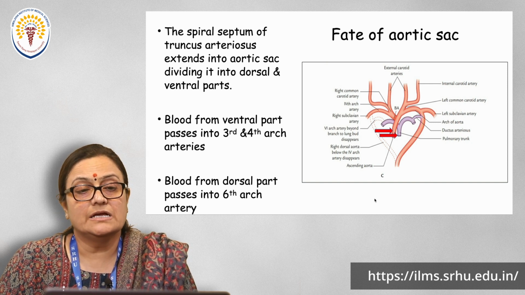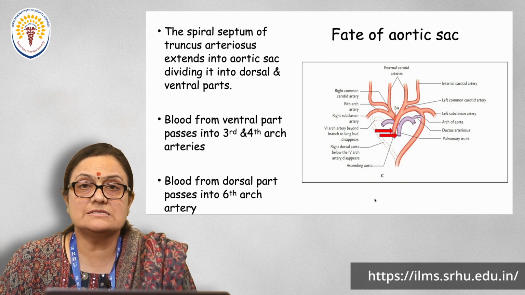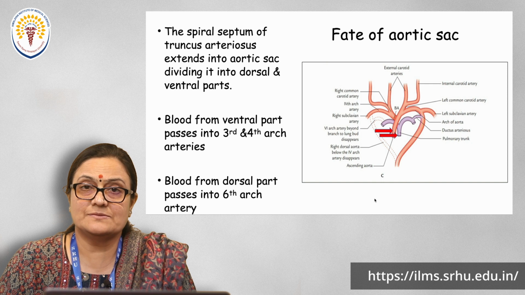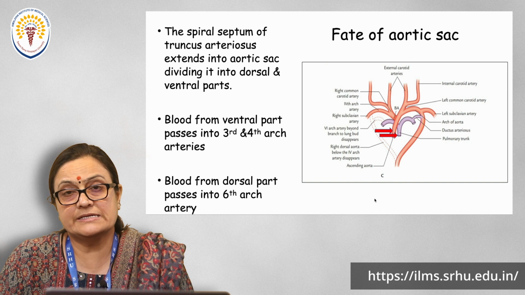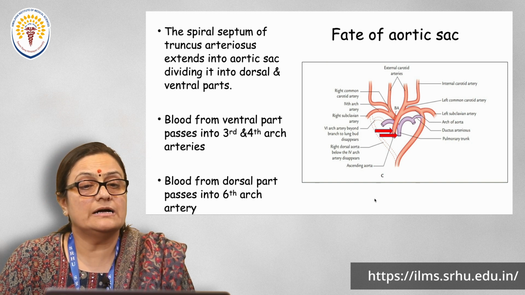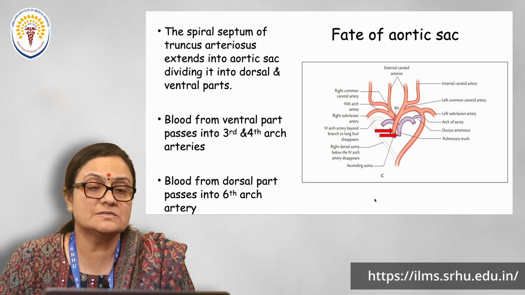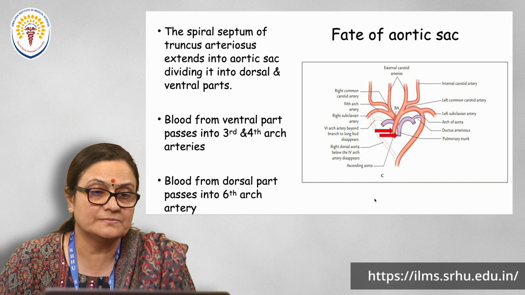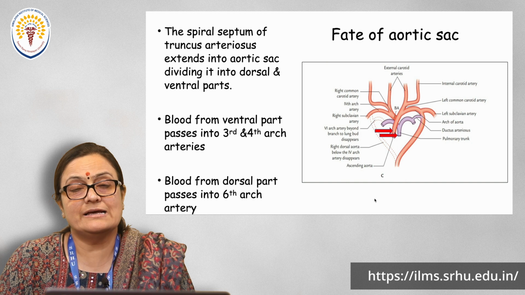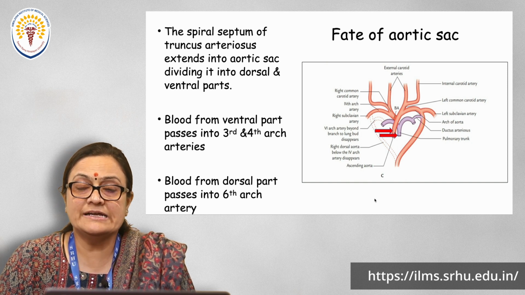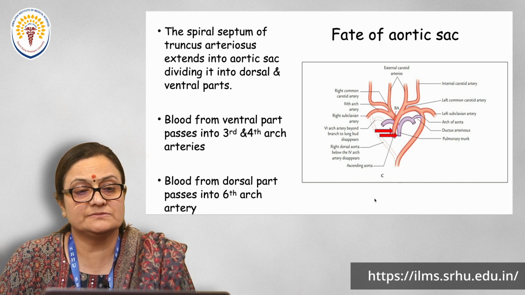See, as I said, in the truncus arteriosus, a septum is forming, which is known as the conotruncal septum or the spiral septum. This we have read in the development of the heart already. We will be taking up these sessions, but as of now, I assume that we already know that in the truncus arteriosus, the spiral septum forms. Now, this septum will also extend into the proximally lying aortic sac, dividing it into a dorsal part and a ventral part. This we have already discussed in the previous session.